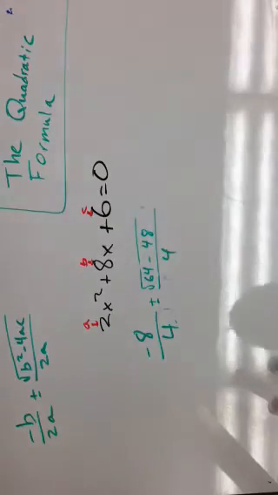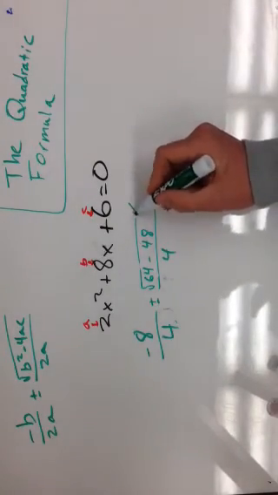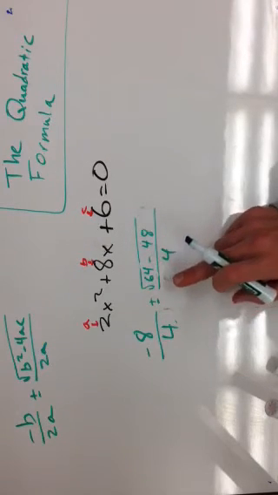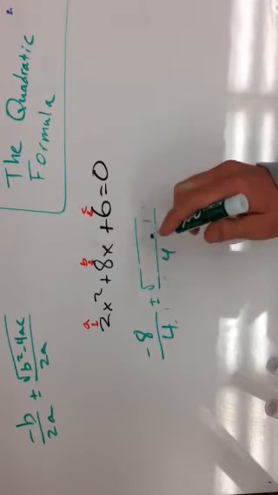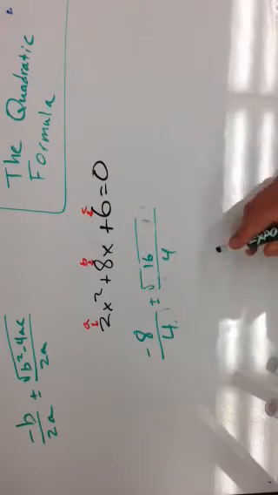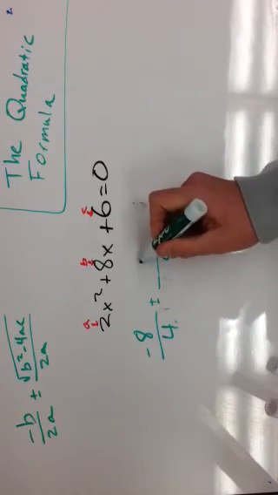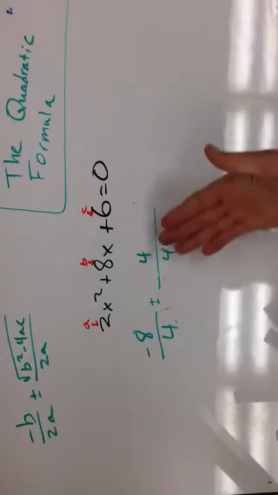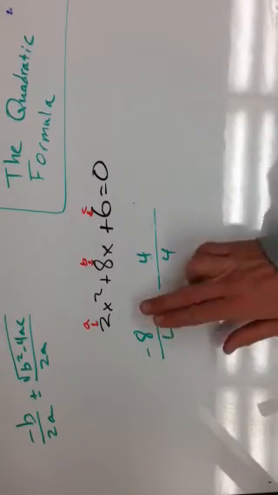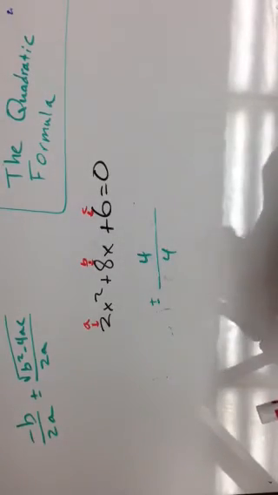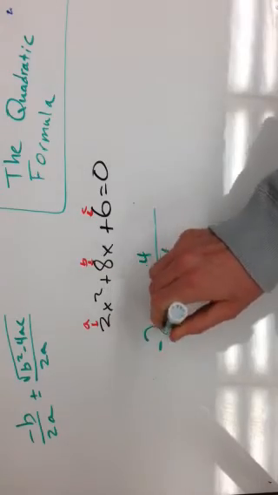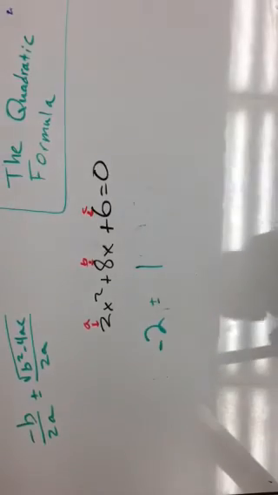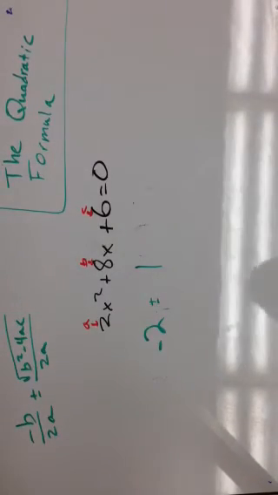So things are looking better already. Honestly, it's this part underneath the square root that trips people up most of the time. So 48 minus 64 is 16. And the square root of 16 is 4. So I'm just doing all that simplification. So now I just have these two fractions. The left side, negative 8 divided by 4, that's negative 2. And 4 divided by 4 is 1.